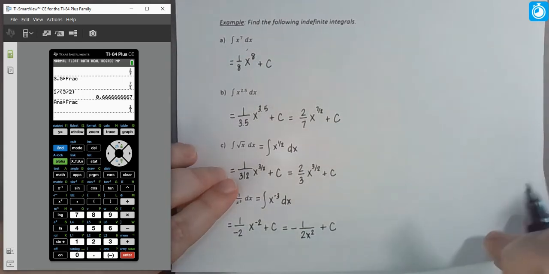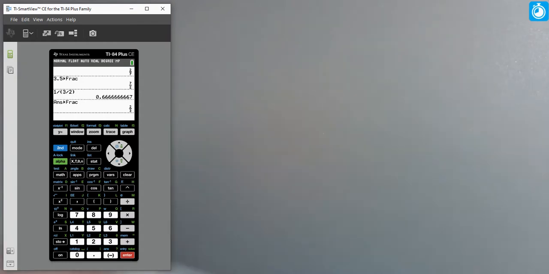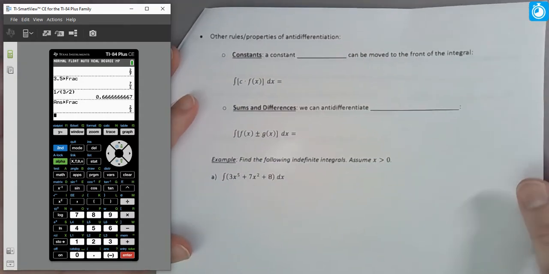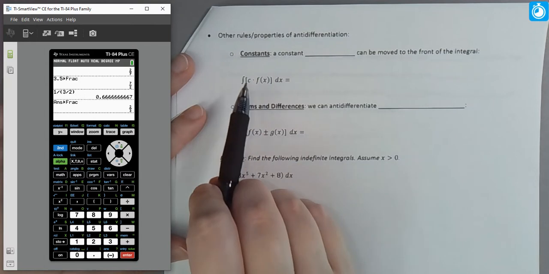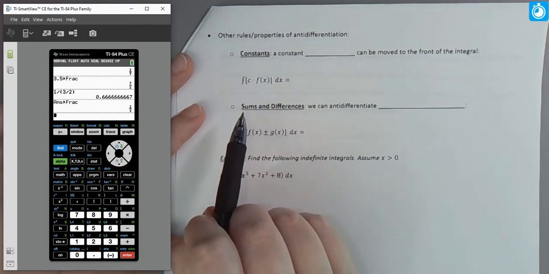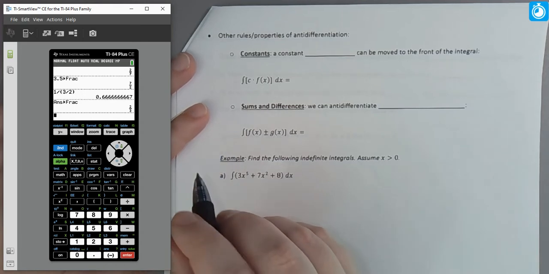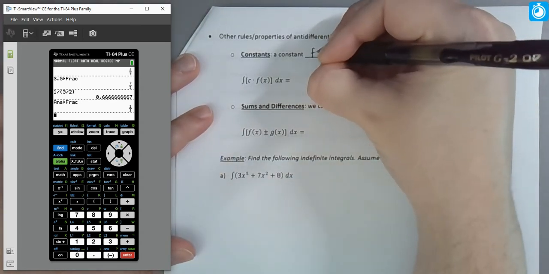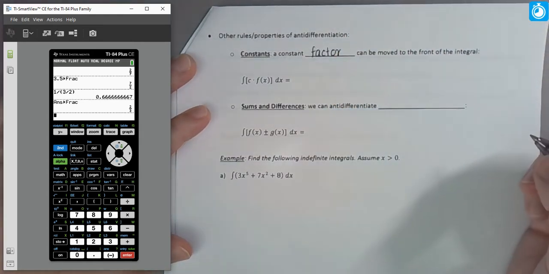Now let's add on a couple of additional rules. They're going to help us generalize our antiderivatives a little bit better, look at some slightly more complicated situations. So other rules, these are also similar to rules we have for differentiation. So constant, specifically when we have a constant multiple of a function. We have a function multiplied by a constant. So a constant factor, a coefficient, can be moved to the front of the integral.